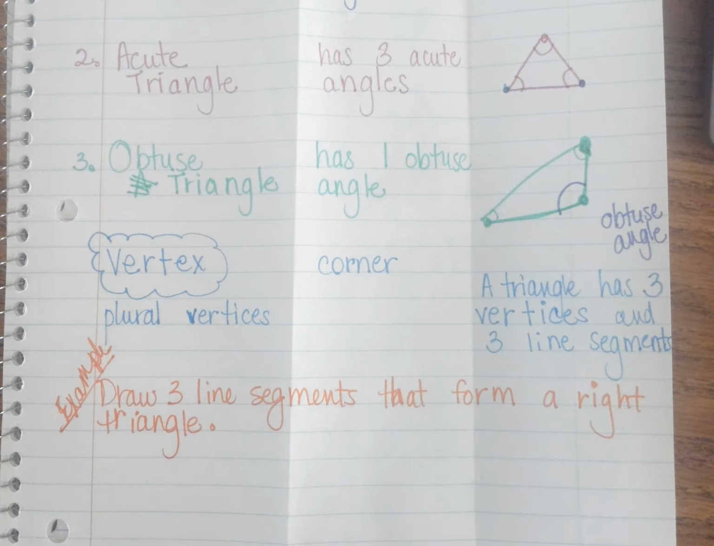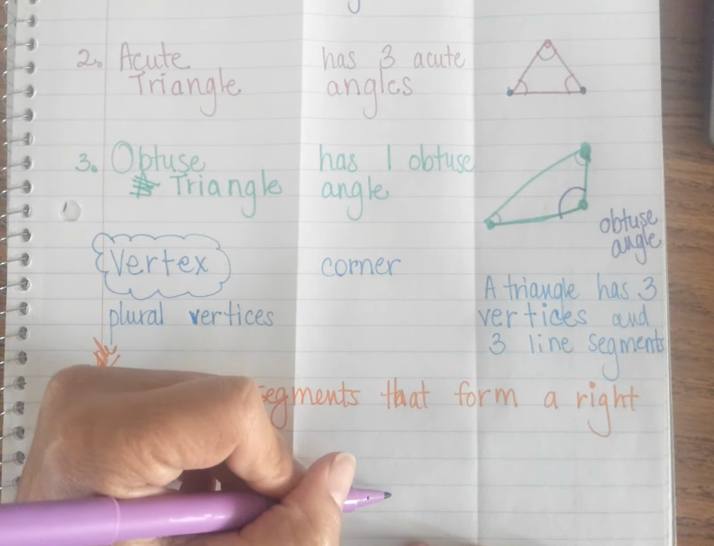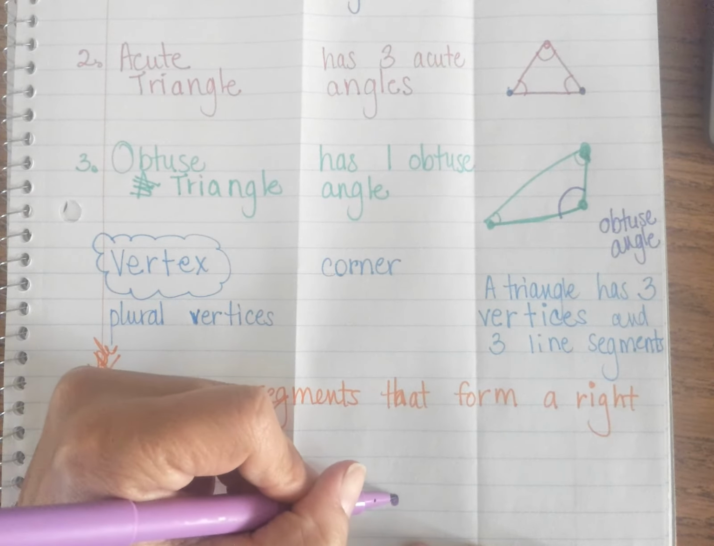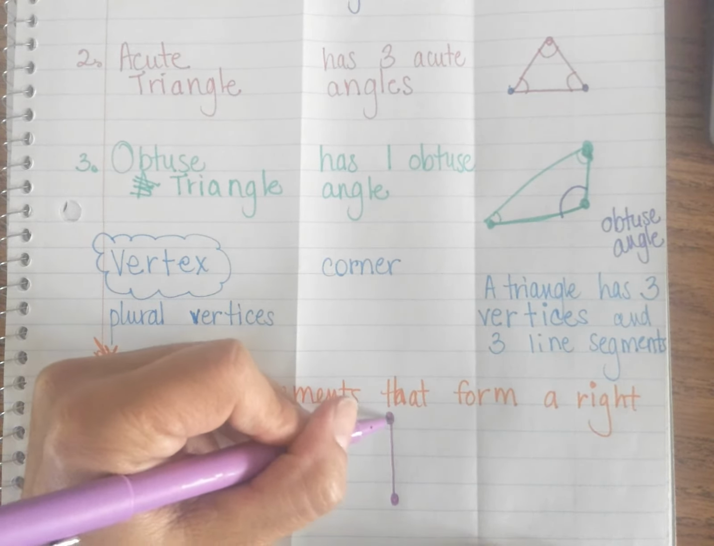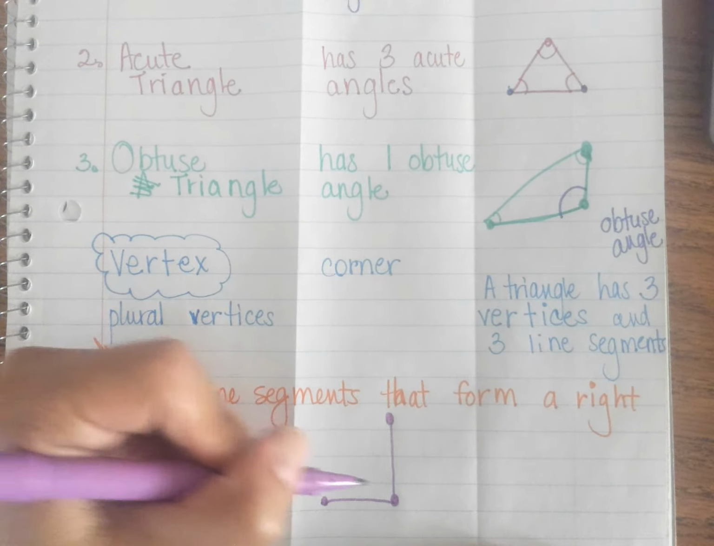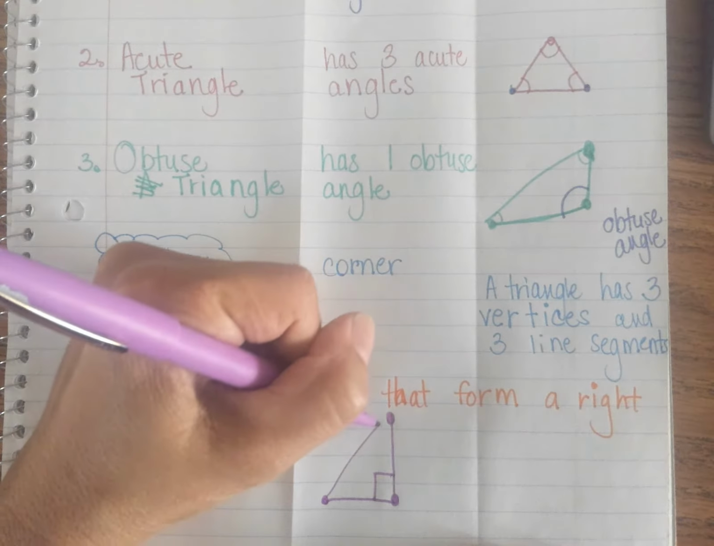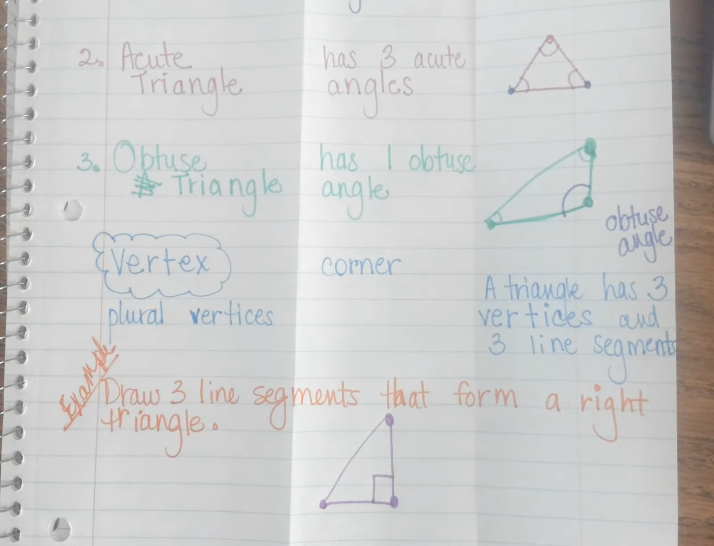Okay, I trust you're all done there. So I am going to form 3 line segments that make a right triangle. There's my right angle. I connect these. And then this is a huge reminder.